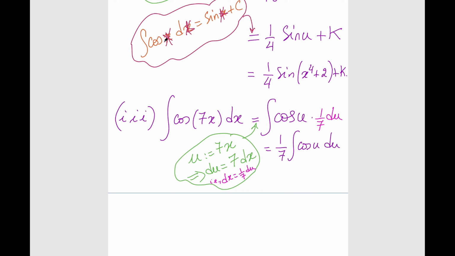Alright, now I can apply this property because I have the asterisk and the asterisk. They're the same now. So this is then equal to 1/7 sine of the asterisk, which in this case is u, plus a constant. Alright, and what's u in our context? It's 7x. So we get this, correct? If you want to check your work, differentiate this, you should get cosine of 7x.